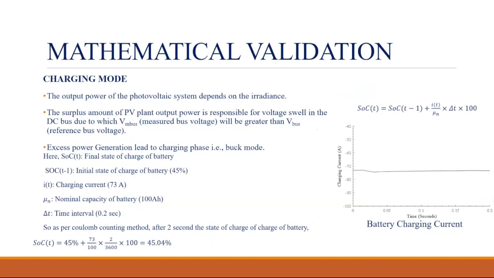Why, and how, are we making use of this Coulomb counting method? SOC at any time instant equals SOC at the previous instant plus I into T upon battery capacity into 100%. According to Coulomb counting, in very basic terms, imagine a battery as a water container. It's not true, but I'm explaining it so that you can understand how this algorithm works.